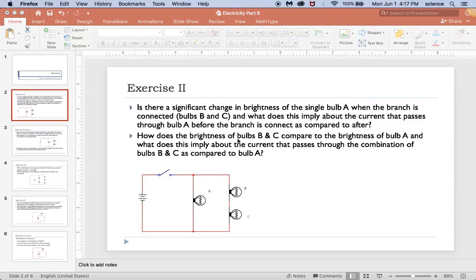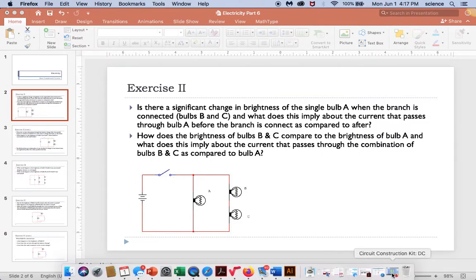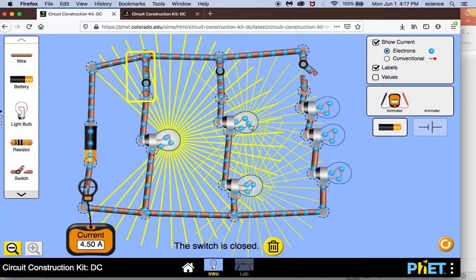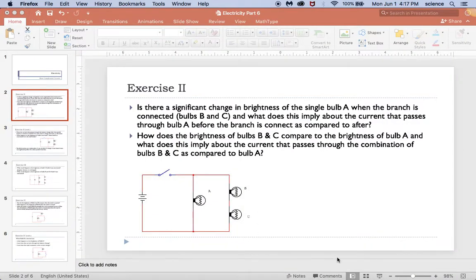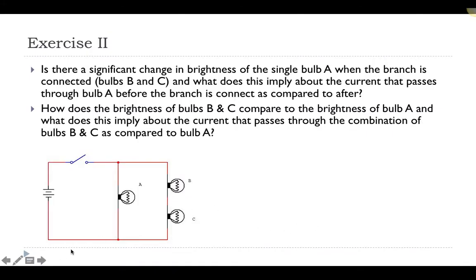And that's because they are each independently connected to the voltage supply. How does the brightness of bulbs B and C compare to the brightness of bulb A, and what does this imply about the current? We already answered that question when we looked at this. These are not as bright, the current is less. This is brighter, the current is more. All right, let's look at the next one.